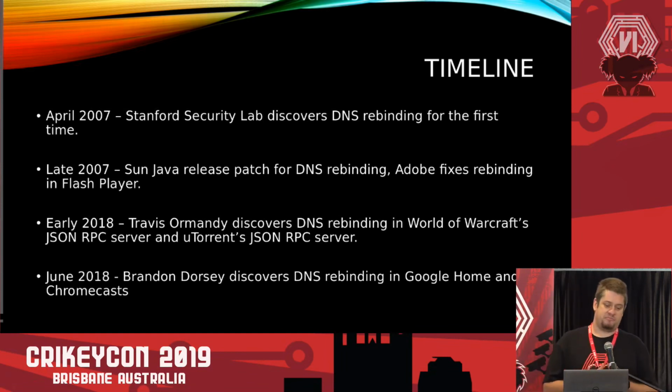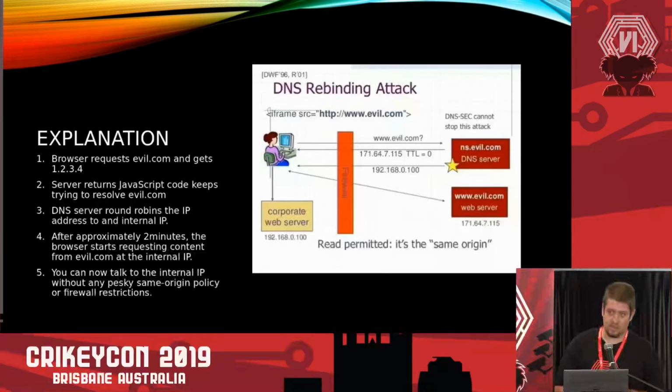And then in June, Brandon Dorsey discovers DNS rebinding in Google Home, Chromecast, and a bunch of other common IoT type stuff, and I believe that's all patched now. So how does the DNS rebinding attack work?